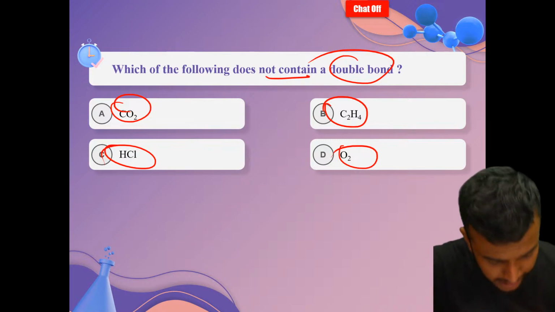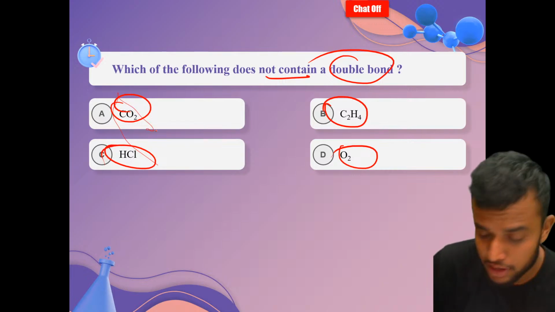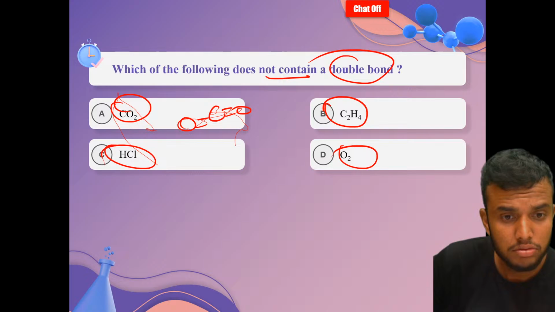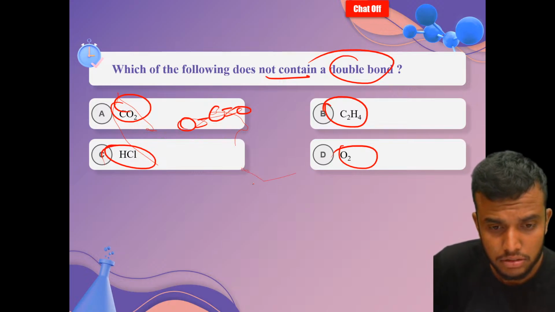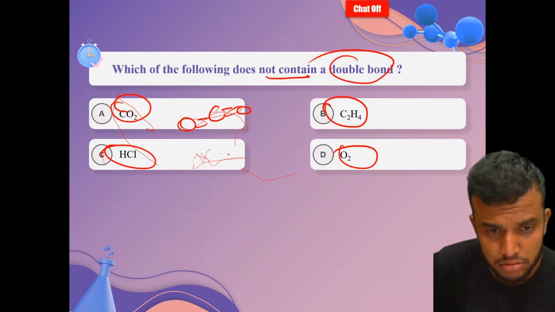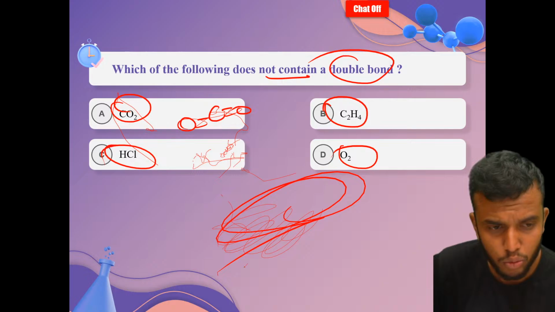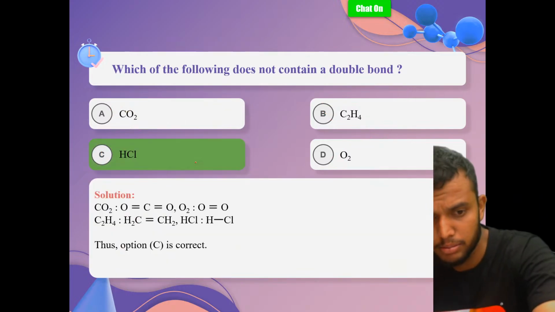What is the answer, my dear students? The structure of CO2 is very simple: C double bond O, double bond O. The answer is HCl only, my dear students.